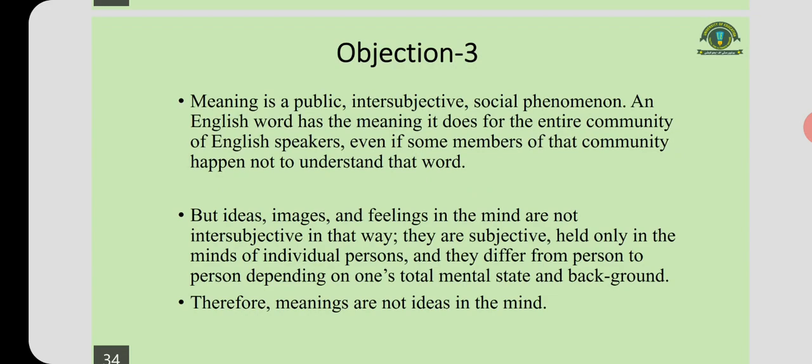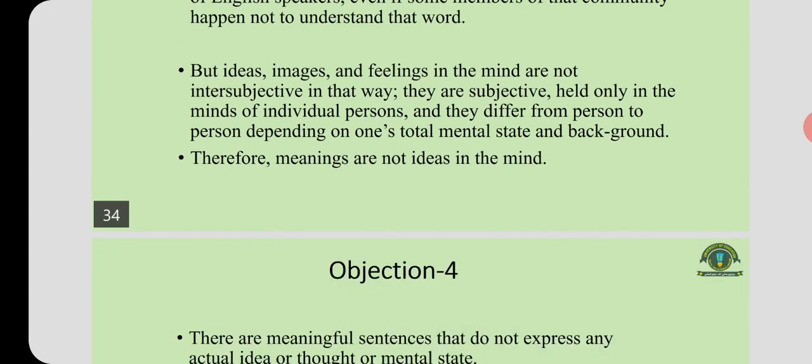They are subjective, held only in the mind of the individual person, and they differ from person to person depending on one's total mental state and background. What is the mental state of that person? Either he is educated or he is not. If he is educated in English grammar, then he will understand the meaning of the words we utter before him in English sentences. But if he doesn't have any idea of the English language, how will he be able to understand our ideas? That is the third objection to the ideational theory. Therefore, meanings are not ideas in the mind.